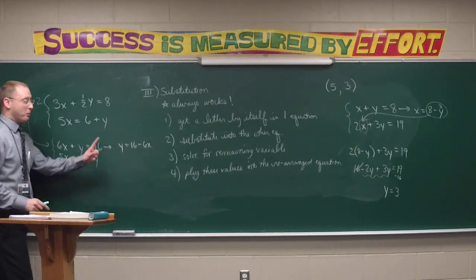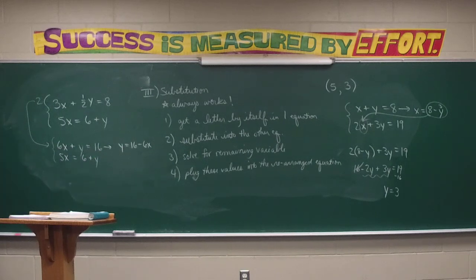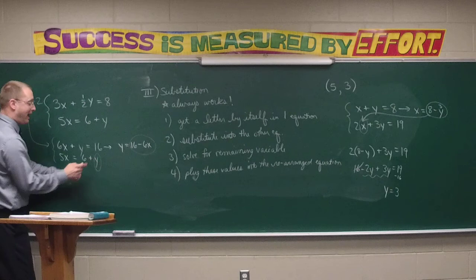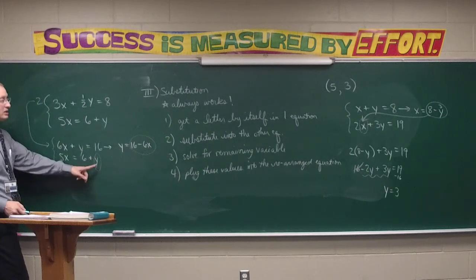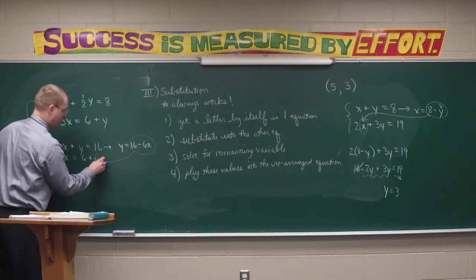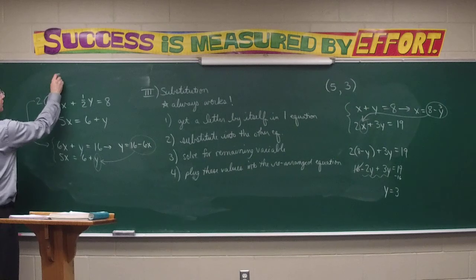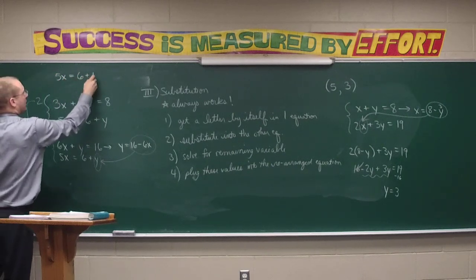That means, class, that y is 16 minus 6x. So right here, class, where it says y, what am I going to put? 16 minus 6x, going right there. So what does this lower equation read now? Genesis? 5x equals 6 plus 16 minus 6x.